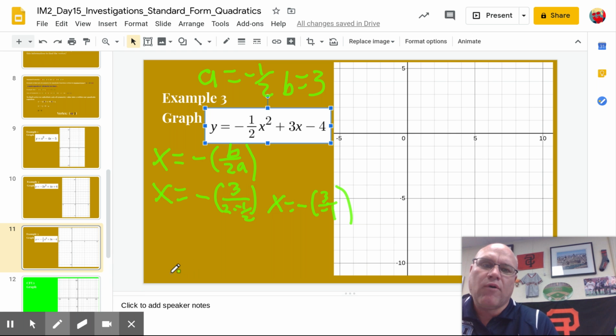All right, we're going to graph one more parabola from standard form. So we have y equals negative 1/2 x squared plus 3x minus 4. Our a value is negative 1/2. Our b value is 3. For fun, our c value is negative 4.